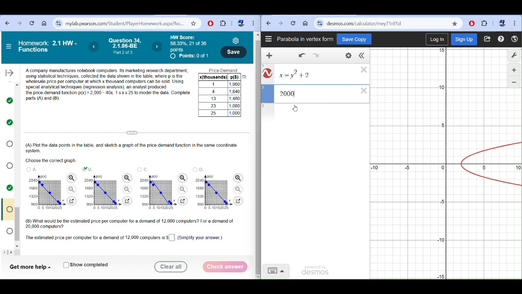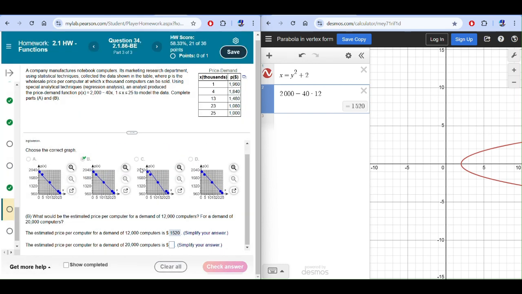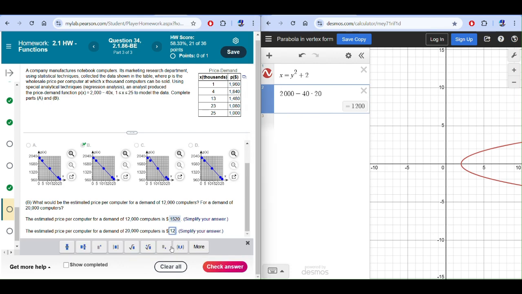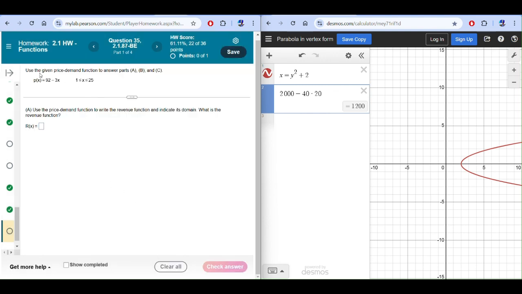$2,000 minus 40, and it should be times 12, gives me 1520. 1520 because it says X is in thousands of computers. Cool. What would the price demand be for 20,000 computers? That would be change it from 12 to 20, and it should be $1,200. Cool. Next question.